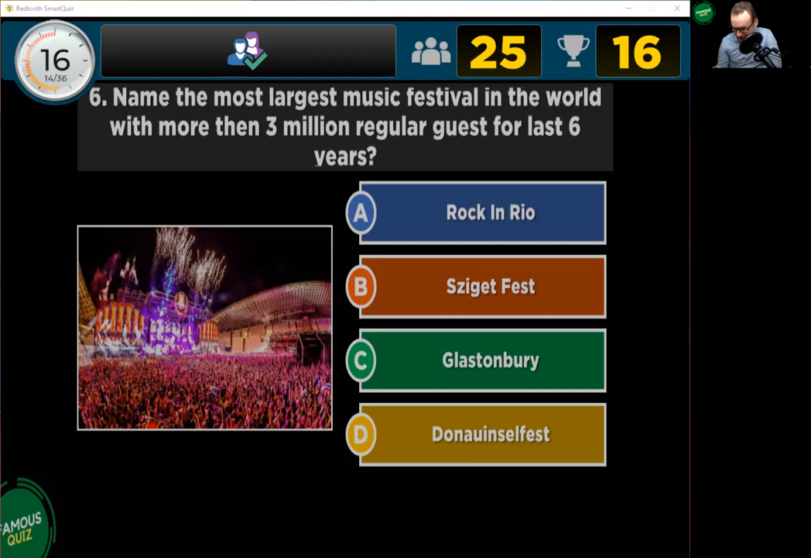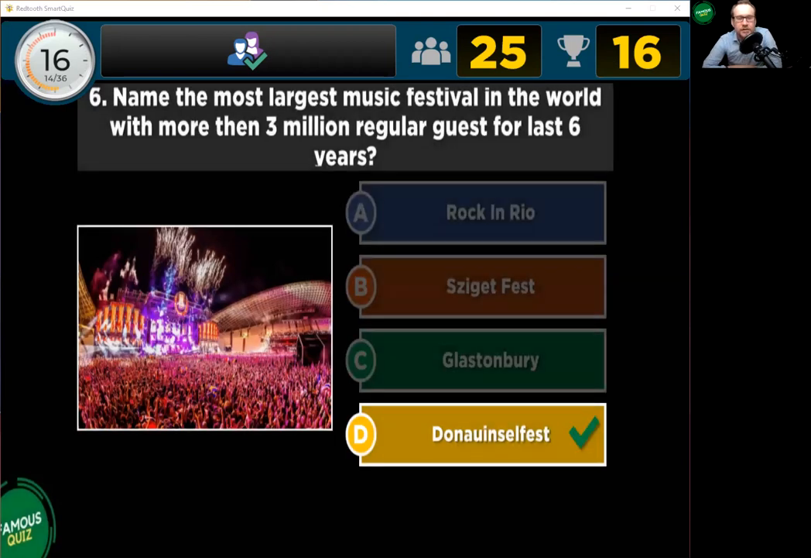Okay, let's see the correct answer. Donau Insel Fest, 3.1, 3.2, 3.3. So on average, more than 3.1 million visitors at every single festival. Yes, Glastonbury is popular. Ziget is very popular for alternative types of people. Rock in Rio is Rock in Rio. Everyone knows what Rock in Rio is. But no, Donau Insel Fest is in Austria.